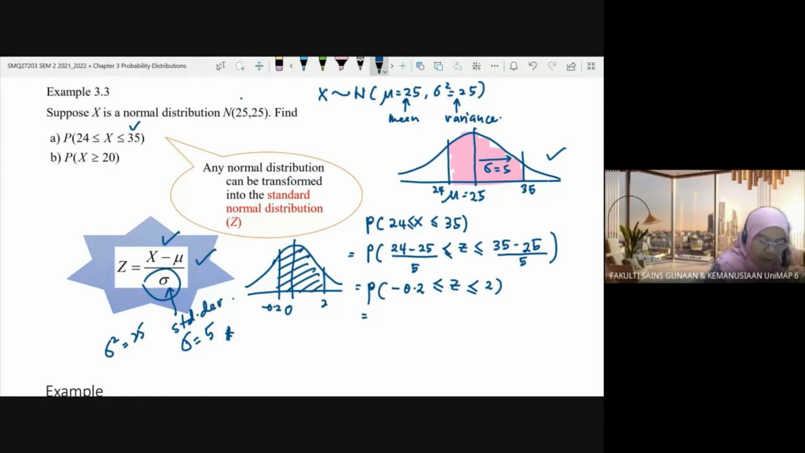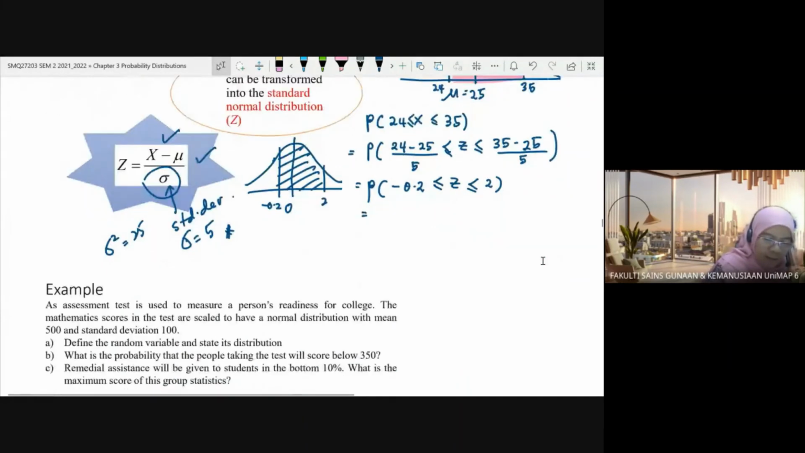So with the understanding that we discussed before, this will be the first area here plus the second area here. Can someone please tell me what is from 0 until 0.2? It means you will have the area from Z equals 0 until 0.2 plus 0 until 2. So what is the value from 0 until 0.2?